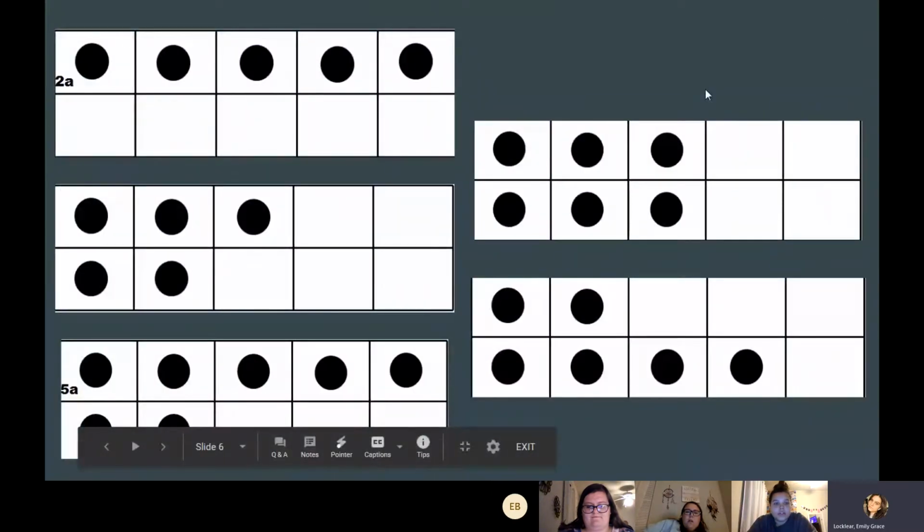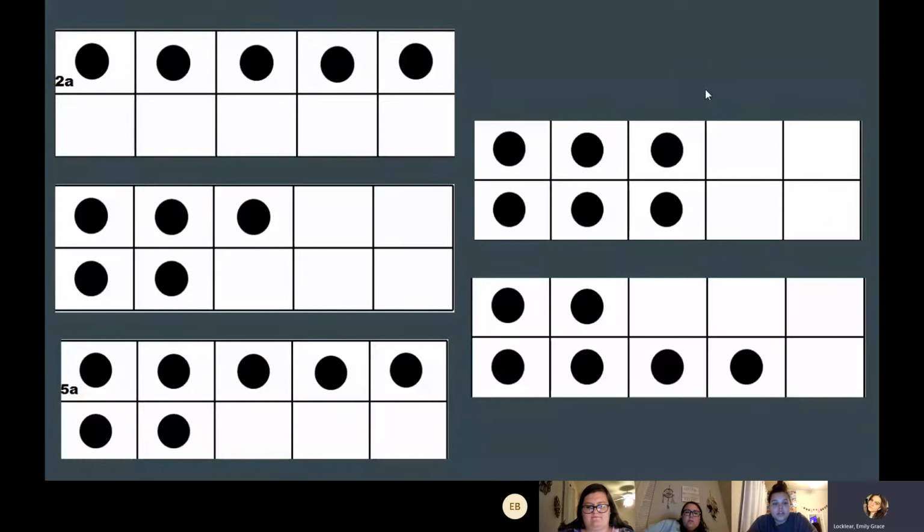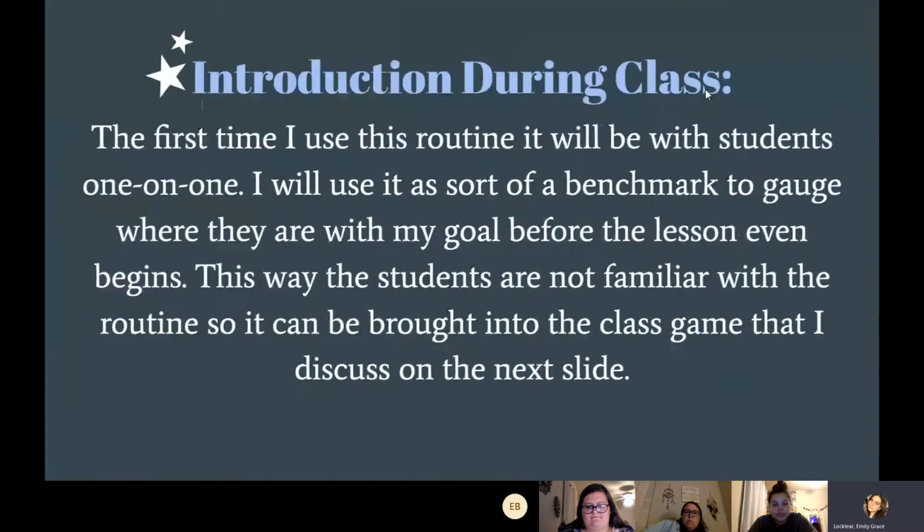So these were the cards I kind of base my cards off of. Introduction during class: the first time I use this routine, it will be with students one-on-one as a sort of benchmark to gauge where they are with my goal before using it in a lesson as a whole class. This way the students are familiar with the routine so it can be brought up into the class game that I'm going to discuss on the next slide.